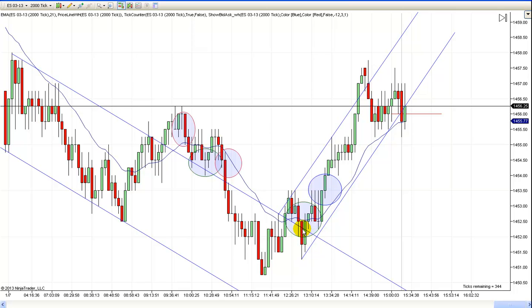So it was really better to wait on a second entry, and then you had a failed second entry short right there that turned and closed on its high. So that was the better entry.